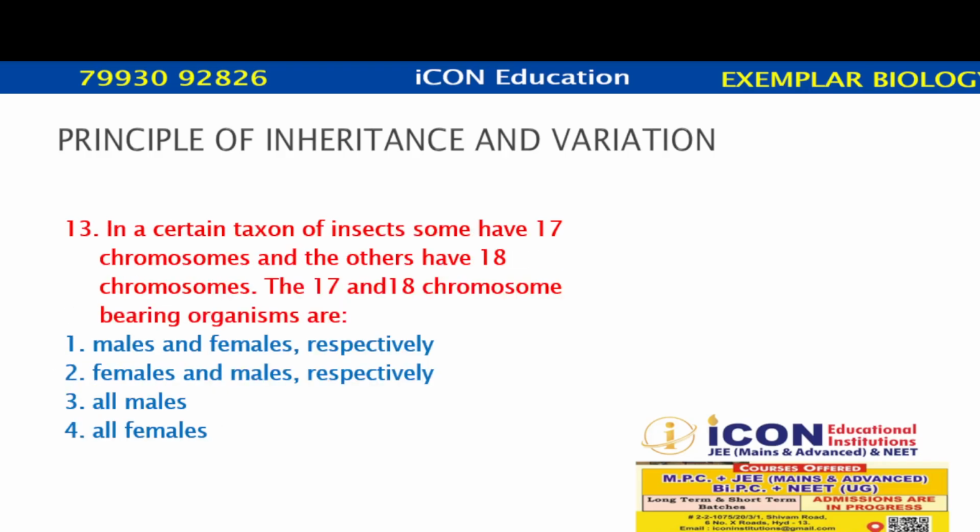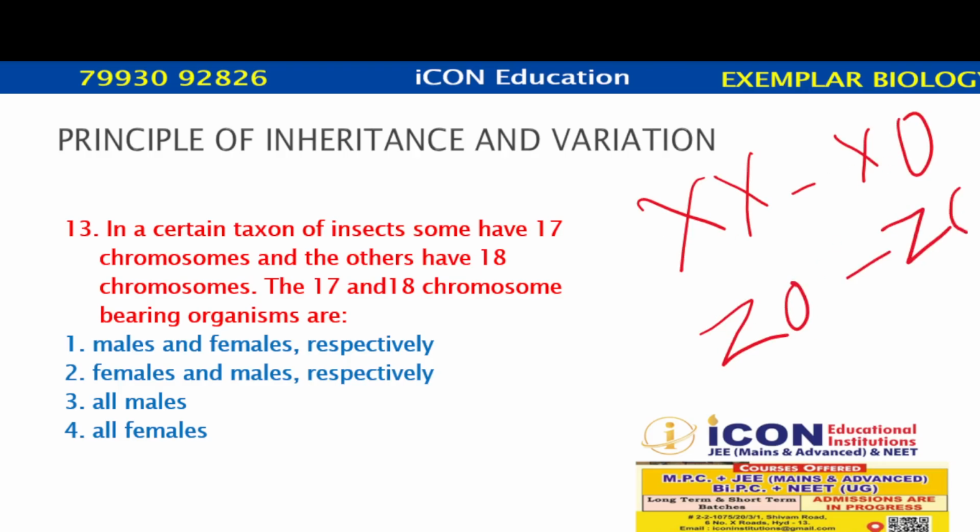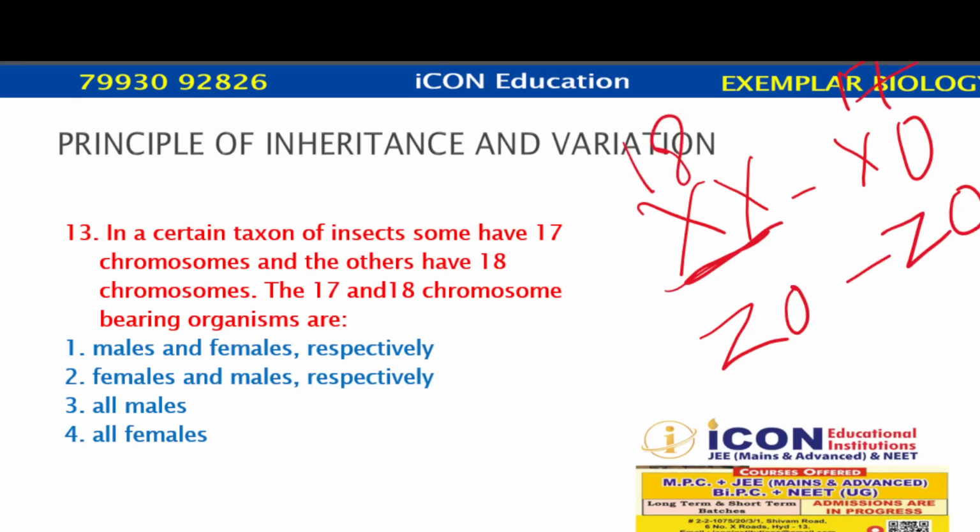In a certain taxon of insects, some have 17 chromosomes and others have 18 chromosomes. The 17 and 18 chromosome bearing organisms are... Okay, this is a little controversial here. We have two types of methods in this case, XX-XO method and ZO-ZZ method. In XX-XO method, the female has 18 and the male has 17 chromosomes. In ZO-ZZ method, the female has 17 chromosomes and the male has 18.